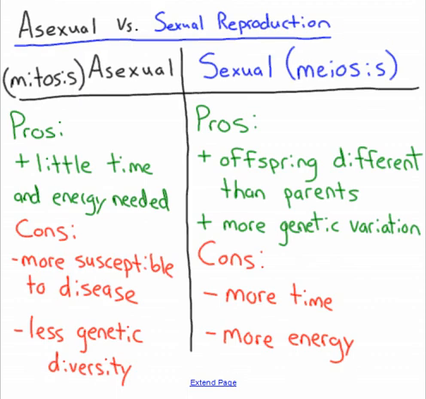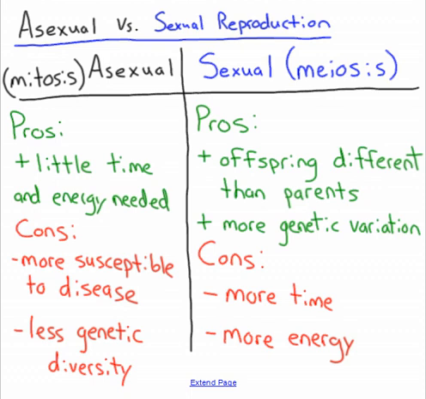The last thing we're going to talk about in this video is asexual versus sexual reproduction. The reason why we're talking about this here is because asexual reproduction is done through the process of mitosis, and sexual reproduction is done through the process of meiosis. So let's talk about asexual reproduction first. There are definite pros to asexual, and that is it takes a short amount of time and it takes very little energy to reproduce with yourself.